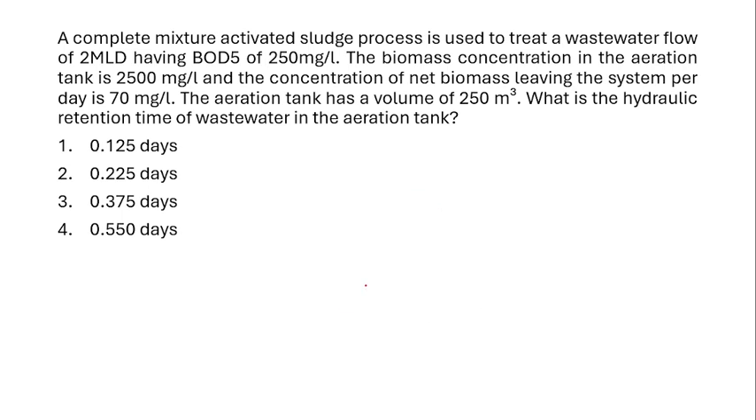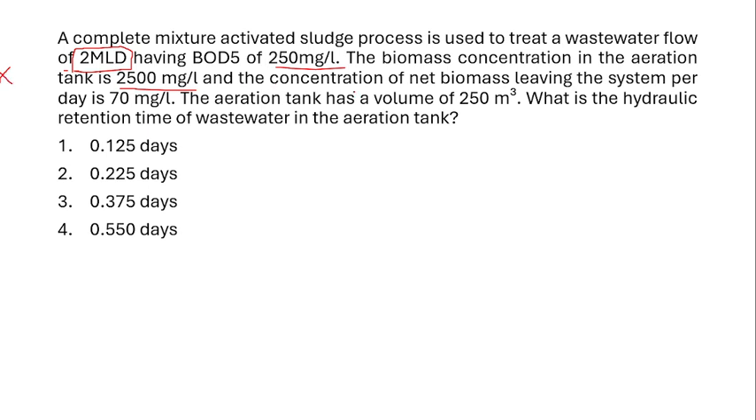So now we will solve some problems in this week 7 lecture. The question given here is: a complete mixture activated sludge process is used to treat the wastewater flow of 2 MLD. So the flow rate is given as 2 million liters per day, having the BOD5 of 250 mg per liter. The biomass concentration in the aeration tank is 2500 mg per liter. So the biomass concentration is nothing but your X value.